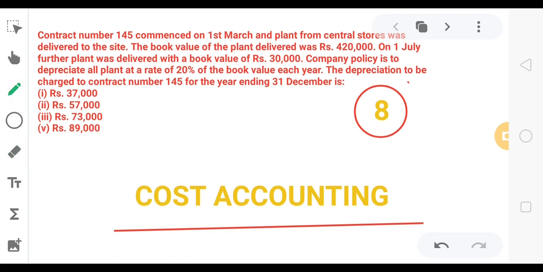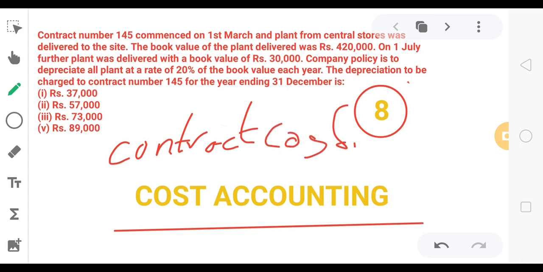This is the contract costing problem given in the mock test papers for the upcoming examinations. So let's practice this. What is the answer? What is the correct option?